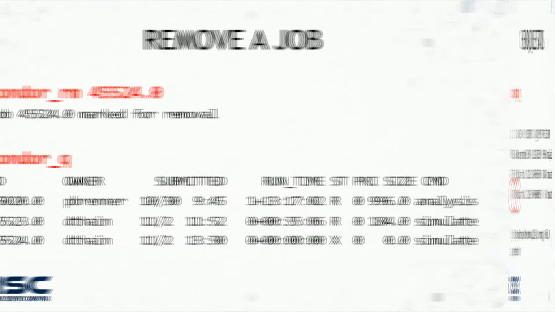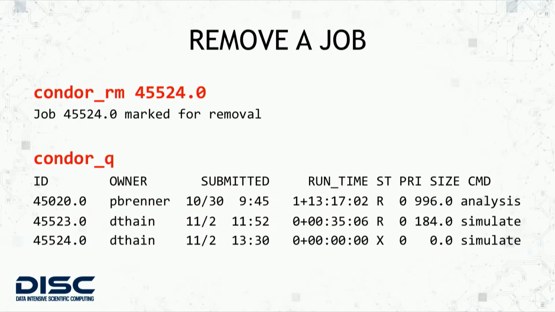Now, if we decide we don't need a job anymore, we can remove it by running condor_rm and the job ID. So Condor will take that and come back pretty quickly and say, job 55524 marked for removal. Now, an interesting note is that if you do a condor_q immediately after removing something, you're likely to see that the job is still there, but it's marked as in the X state. If you wait for a while, it'll go away.